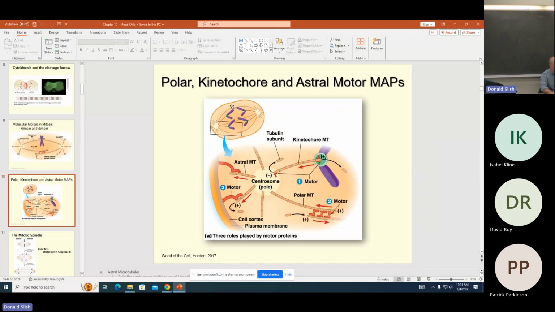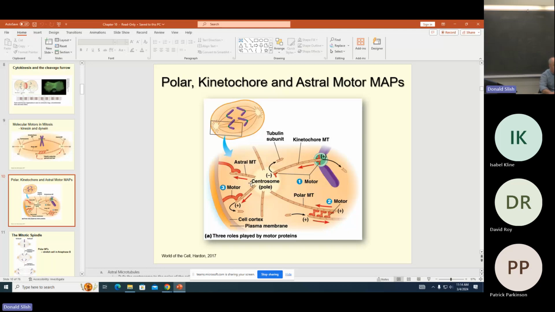Now you've got two, and they're next to each other. They send microtubules out and attach to the cortex over here. And you've got a motor there that's going to pull on that microtubule, depolymerize it as it gets closer, and pull that aster from the center out to the poles. So that's one of the things the astral microtubules do.